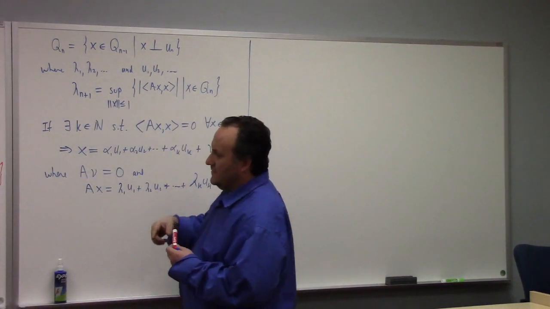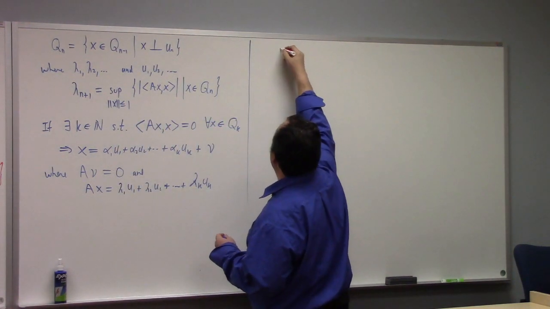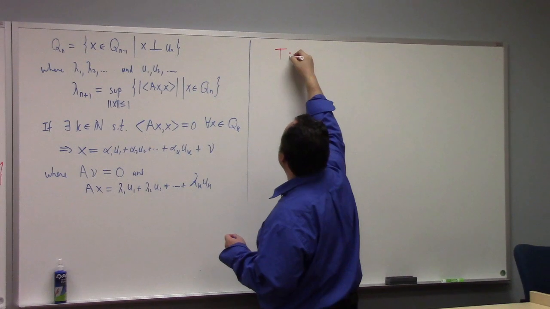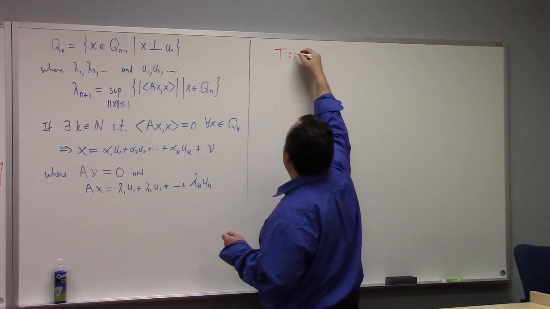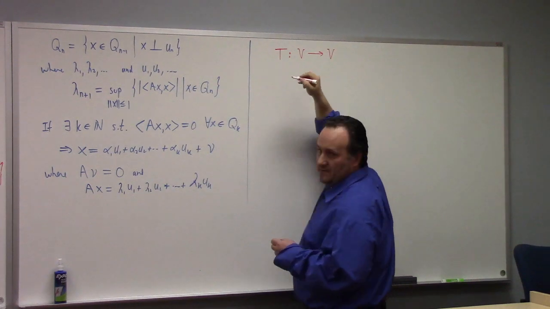So just a second here. If I have a linear transformation T from, let's say, a vector space V to a vector space V, right?